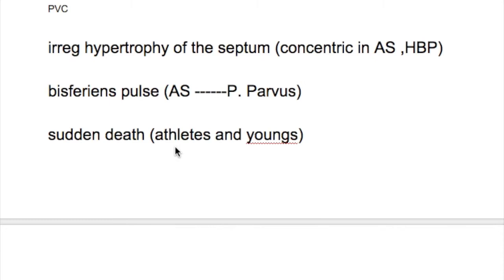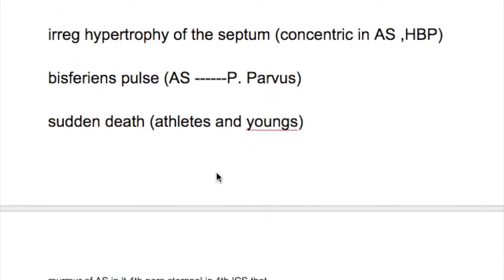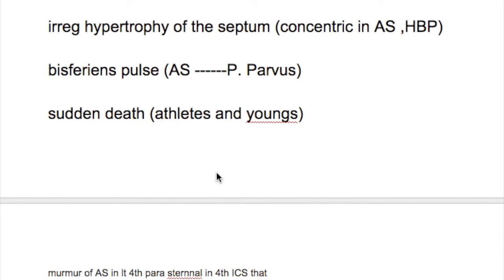What are the other conditions that cause hypertrophy of the septum? That is aortic stenosis and hypertension. So in these three conditions, there is a bisferiens pulse in hypertrophic cardiomyopathy, whereas in aortic stenosis, it's a pulsus parvus. What condition causes sudden death in athletes and young people with a familial history?